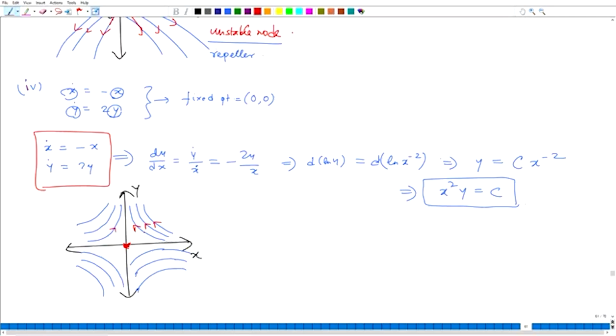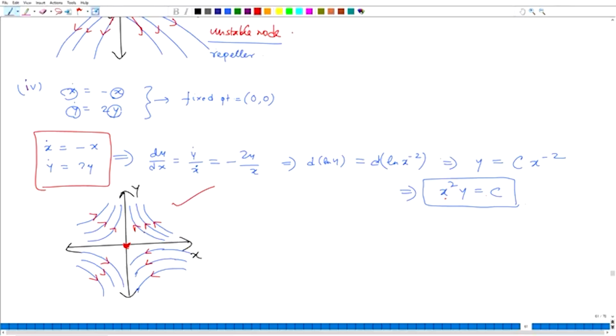This type of thing. I am now going to explain why they are like this. First of all, do not confuse them with hyperbola. They are not hyperbola, they are some curve, x square is equal to 1 over y, or some constant by y, or y is equal to c by x square.